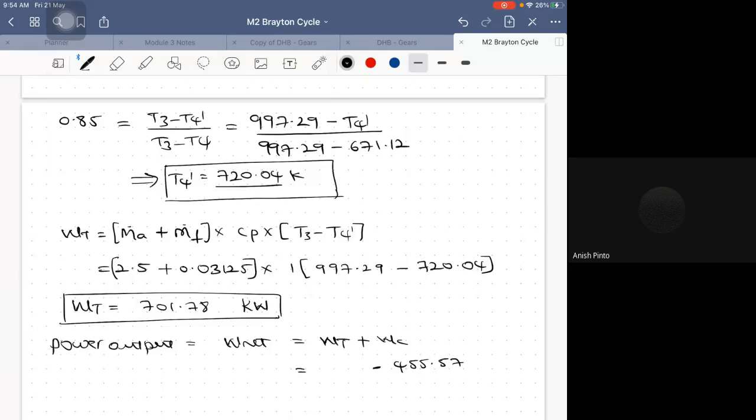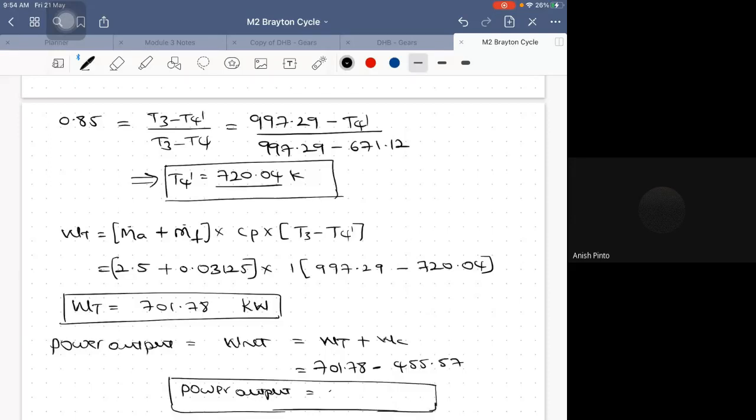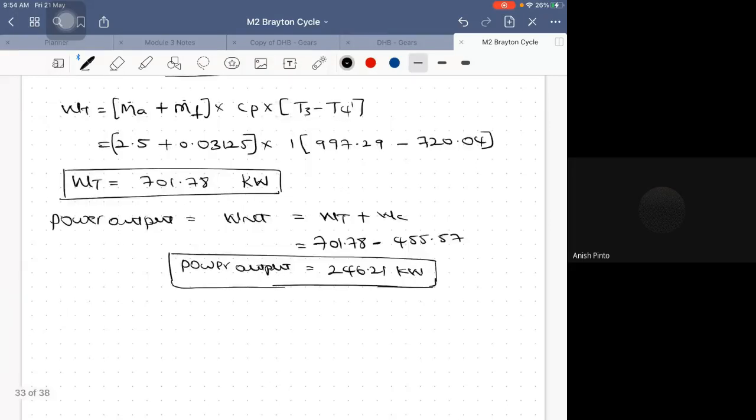Okay, just substitute it here. 701.78. Give me the value of power output. 246.21. Okay, now this is the first part. The second part, which was asked, is the thermal efficiency.